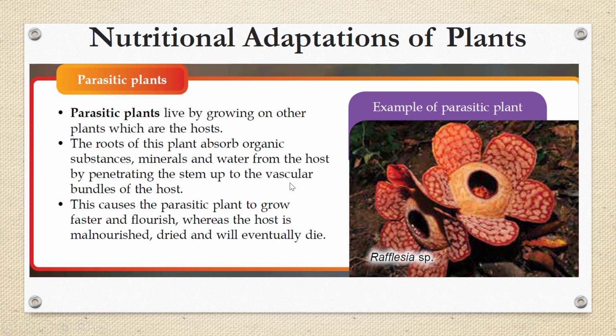Do you still remember what vascular bundles are? They consist of the xylem and the phloem tissue, which are responsible for transporting organic substances and also minerals and water from the roots to the other parts of the plants. This causes the parasitic plant to grow faster and flourish.